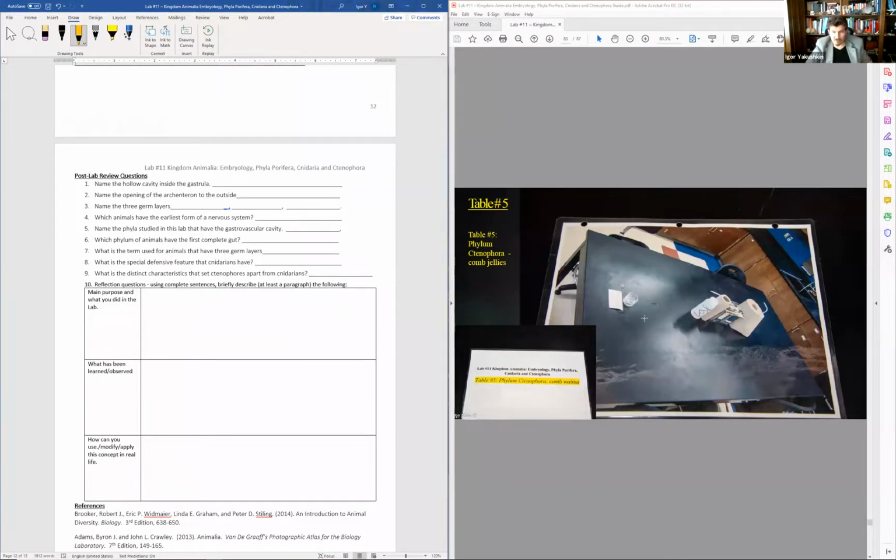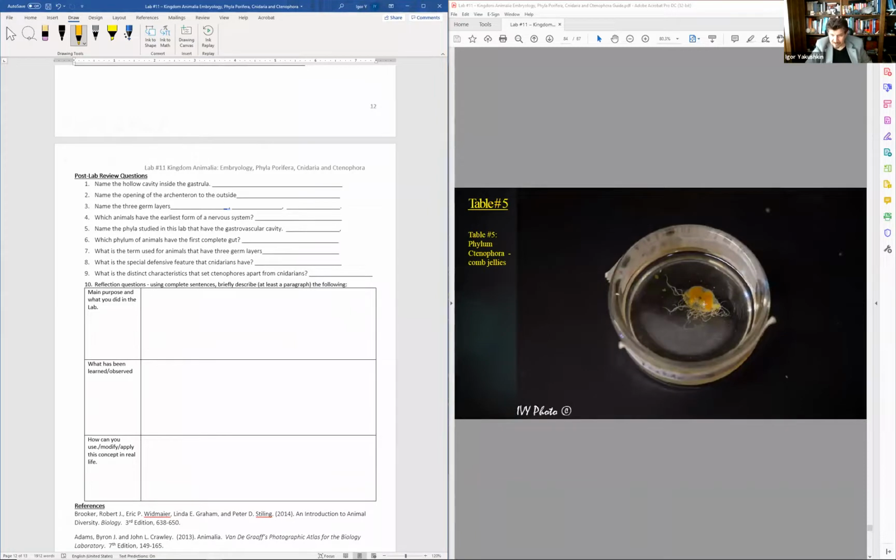So, it's a tiny little creature. Yes, it looks like a jellyfish, hence the name comb jelly, but we figured out they don't have cnidocytes, and so we separate them into a very different phylum.